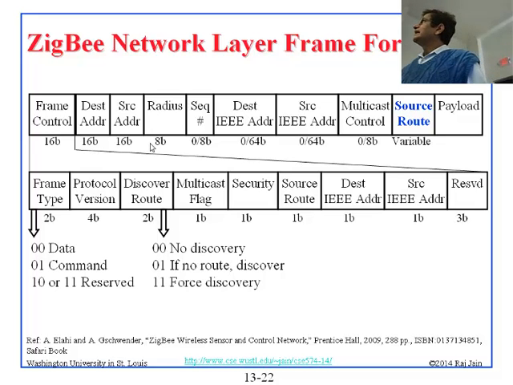Okay. Now, I said I already talked about radius. Radius is how far should it go? How many hops should it go? So this is the hop limit, also called time to live, TTL. Right? Now let's see. So source and destination address, sequence number, everything else is clear. Any questions about any of the fields?